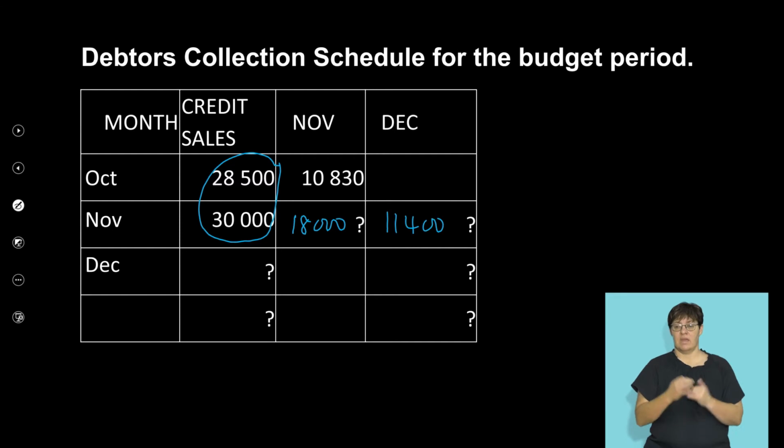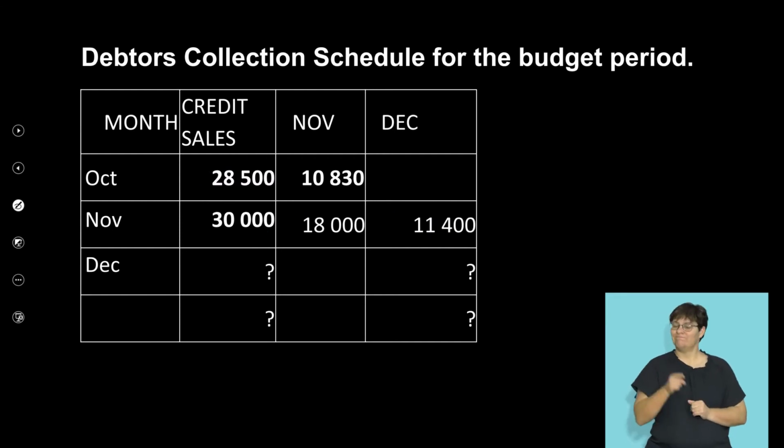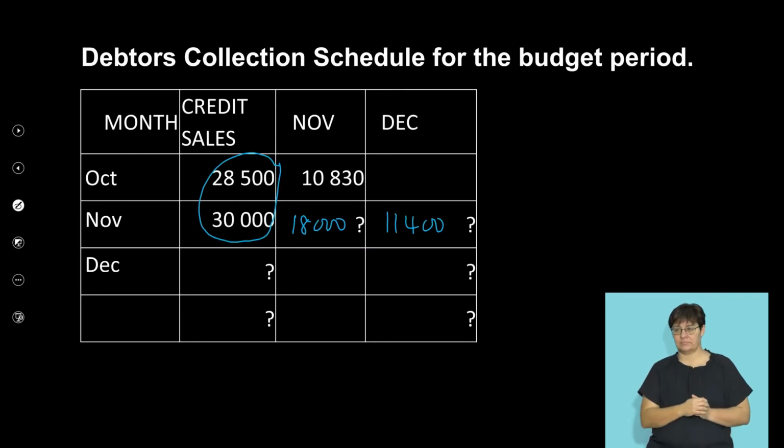11,400. Okay, you can see here, it's calculated for you in this slide. You can see the figures, 18,000 and 11,400. Okay, so that was November. Now when it comes to December, your credit sales figure is not given to you. However, what do you have? Let's look at it.